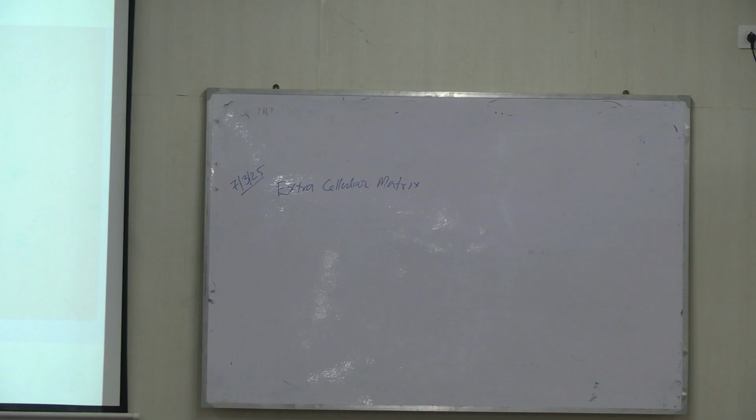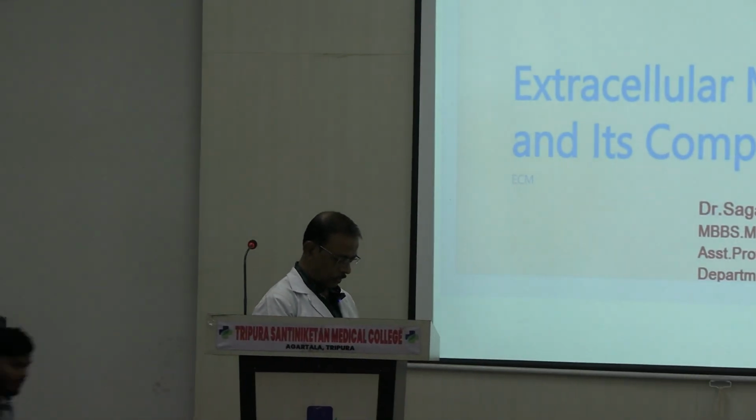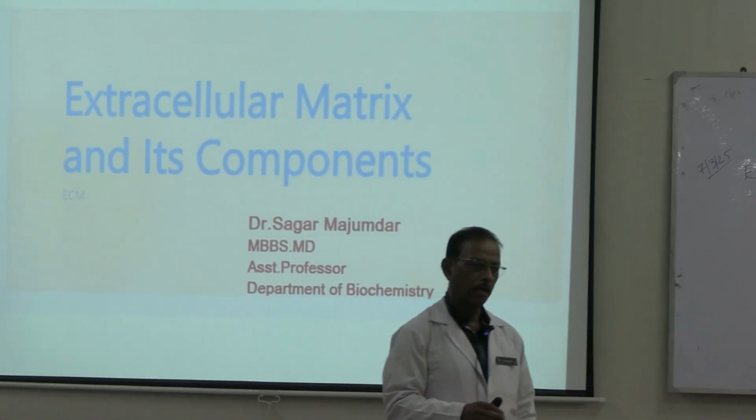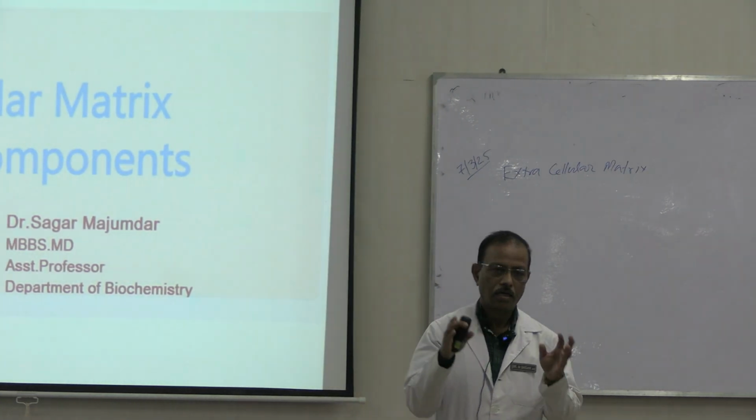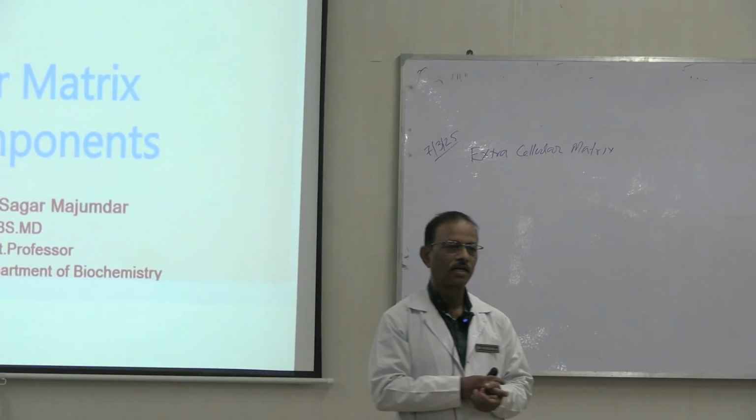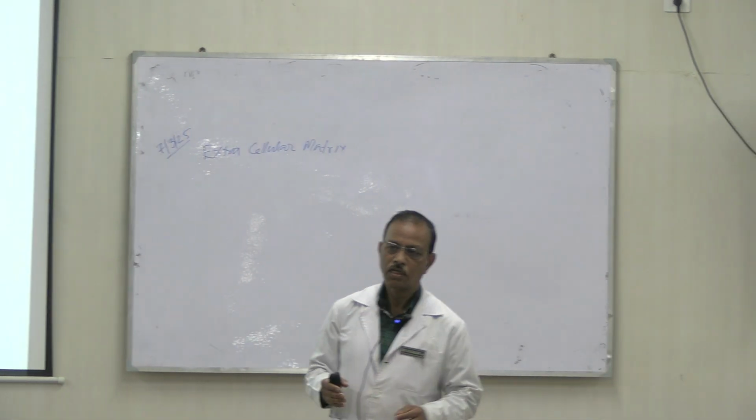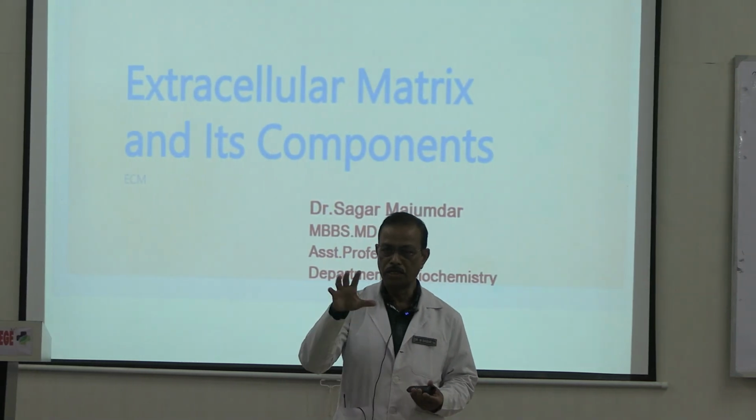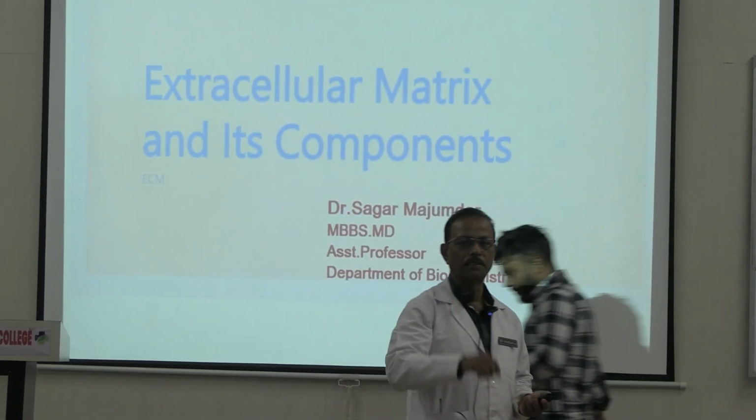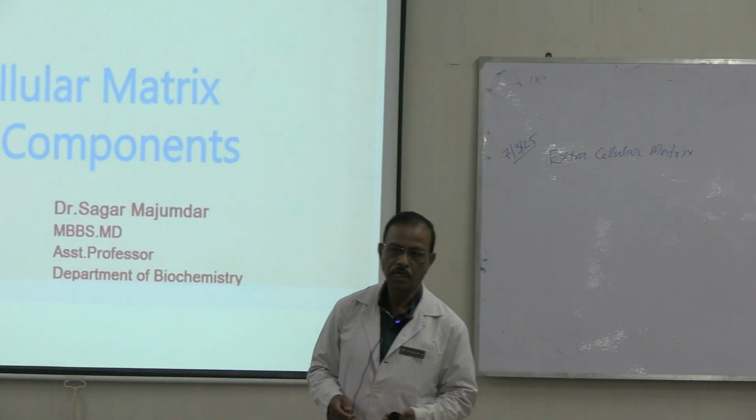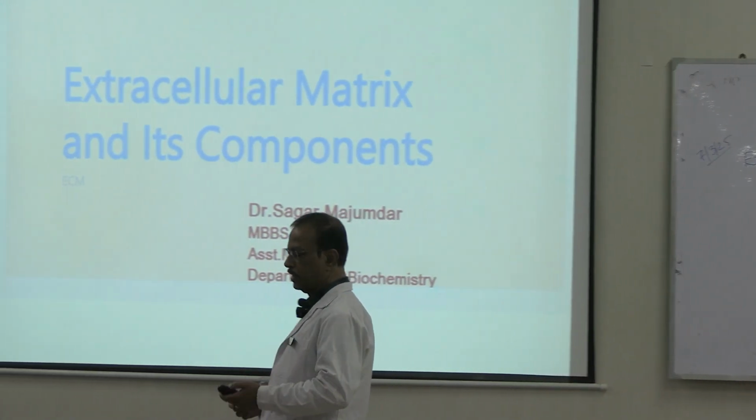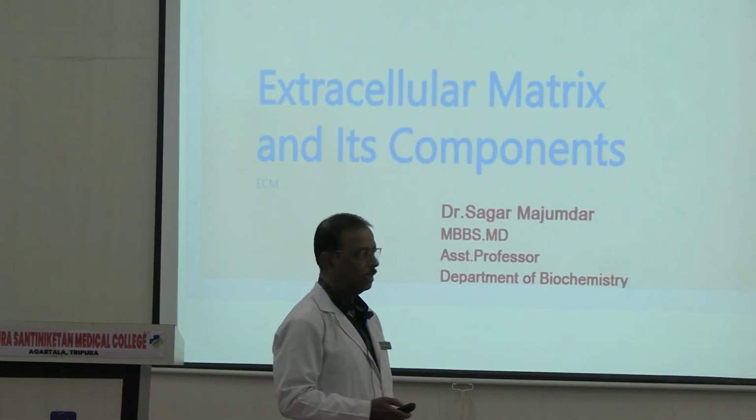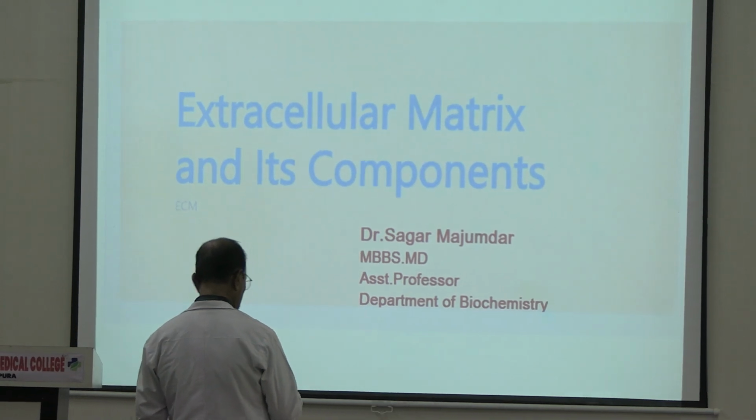So we will start today with the extracellular matrix. Now we have seen there is tissue, and in between the cells, what is there? There should be something, because in tissue cells are arranged in clumps, but there is a space in between the cells, that is the extracellular space, and that is not empty. There is something in that extracellular space that is called extracellular matrix.